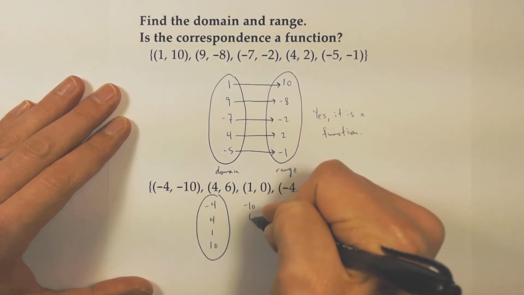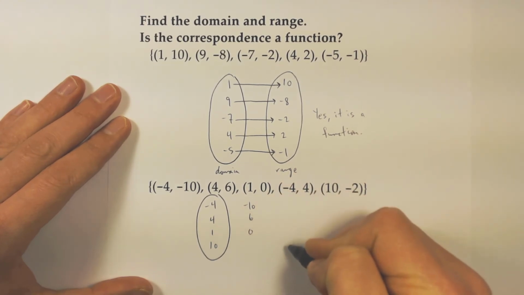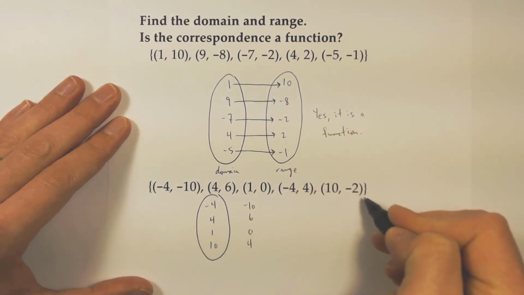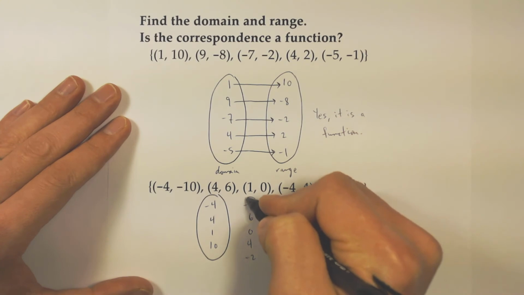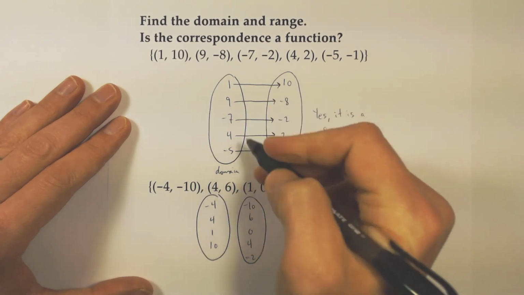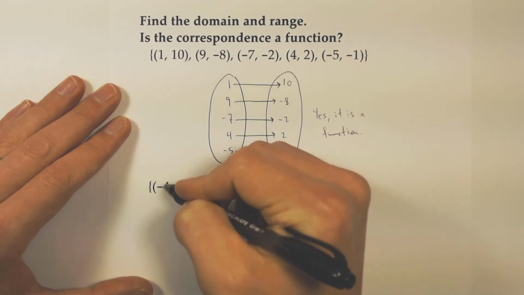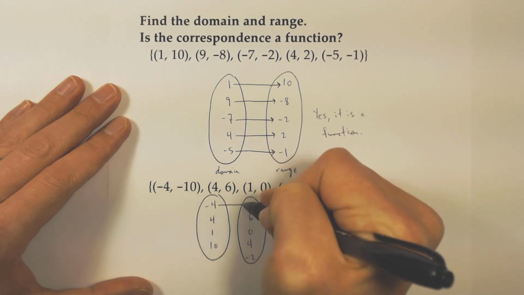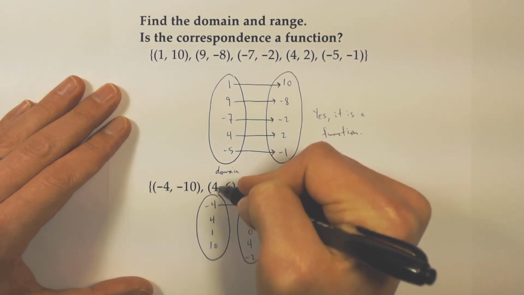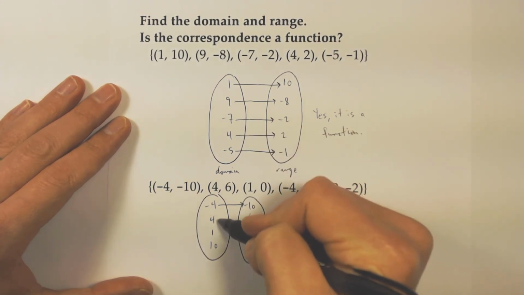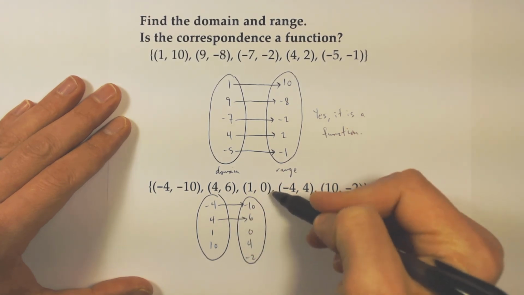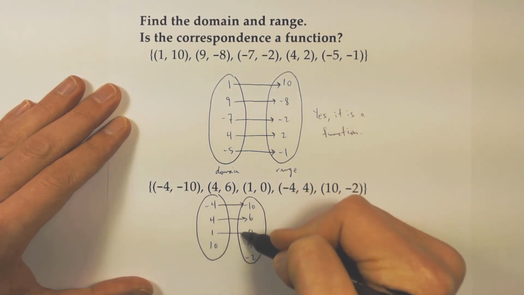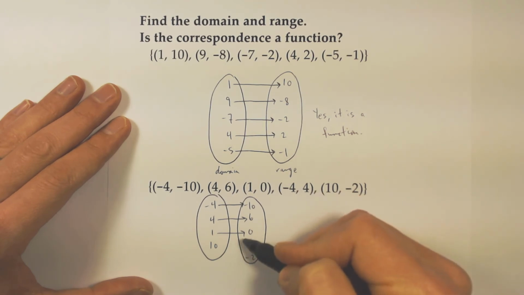Then I'm going to take my y values, put them into the range. Again, if there were repeats in the range, I would only put unique values in. There are no repeats here. Then we'll put in the arrows. So -4 goes to -10. According to this point, 4 goes to 6. 1 goes to 0. -4 goes to 4.